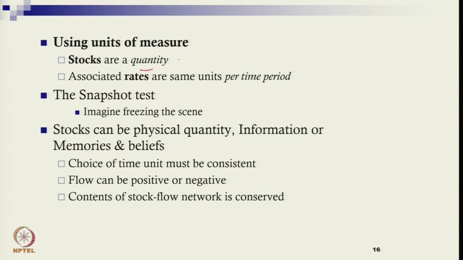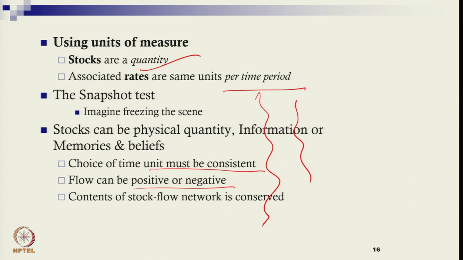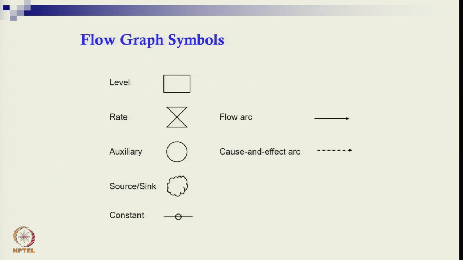As I mentioned, stock is a quantity, and the rates are per unit time period, and this is the actual calculation and actual information. Here I have mentioned a few more points you can read: the choice of time unit must be consistent, flow can be positive or negative, and the contents of the stock flow network are conserved. You need to understand all these things while designing. Once you develop this software, over a period of time you will understand all its features effectively.